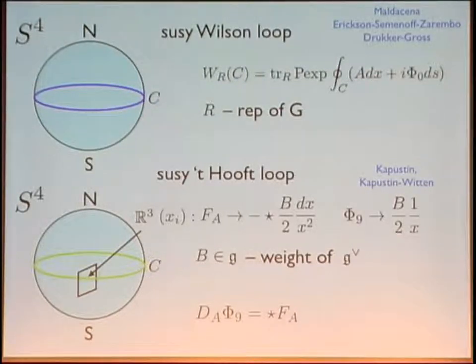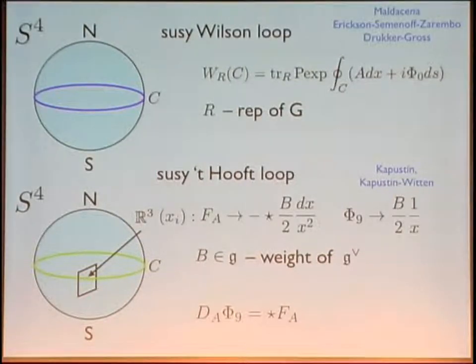So if you take the transversal three-dimensional space to any point on the contour and consider the local behavior of the fields, then the 't Hooft loop operator is defined by saying that the connection has a curvature which goes as inverse over x squared and is parameterized by some element of the Lie algebra, which in fact must be quantized. It is integer. It is a weight of the dual Lie algebra of the gauge group, and the scalar field, which here is called phi, also goes inversely to the distance from the loop. This configuration is like a BPS configuration, which satisfies the Bogomolny equation, D_A phi = star F.